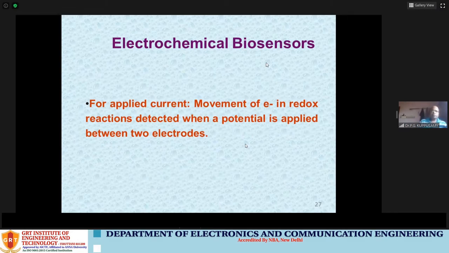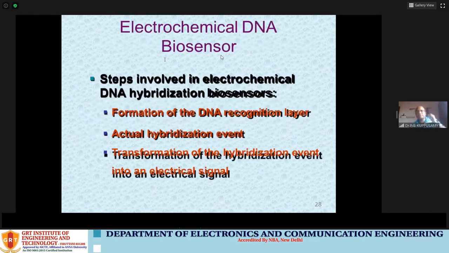Electrochemical biosensors. I already explained what an electrochemical biosensor is: based on applied current, movement of electrons in a redox reaction is detected when a potential is applied between two electrodes, positive and negative. Electrochemical DNA biosensors involve the following process: formation of a DNA recognition layer, since you should know how to recognize the DNA; the actual hybridization event; and transformation of the hybridization event into an electrical signal. This is nothing but a transducing system, which converts the DNA signal into the corresponding electrical signal. These are the steps involved in a DNA biosensor system.